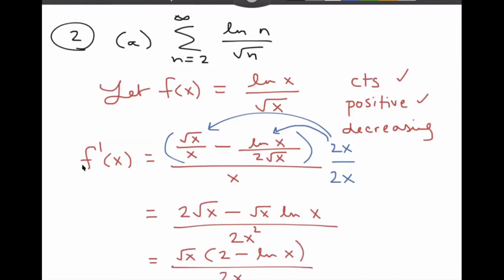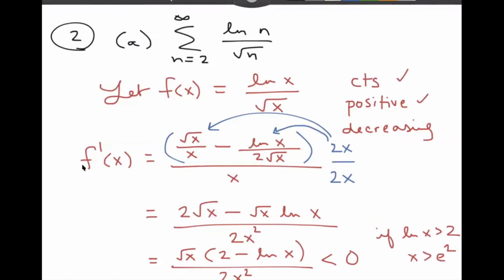All right, so let's think about this. 2x squared is always positive. Square root of x is always positive. So as long as I can convince you that 2 minus natural log x is eventually negative, that will do it. Well, it is. It's negative as long as natural log x is greater than 2, which will happen whenever x is greater than e squared. In other words, yes, f prime of x is eventually decreasing.